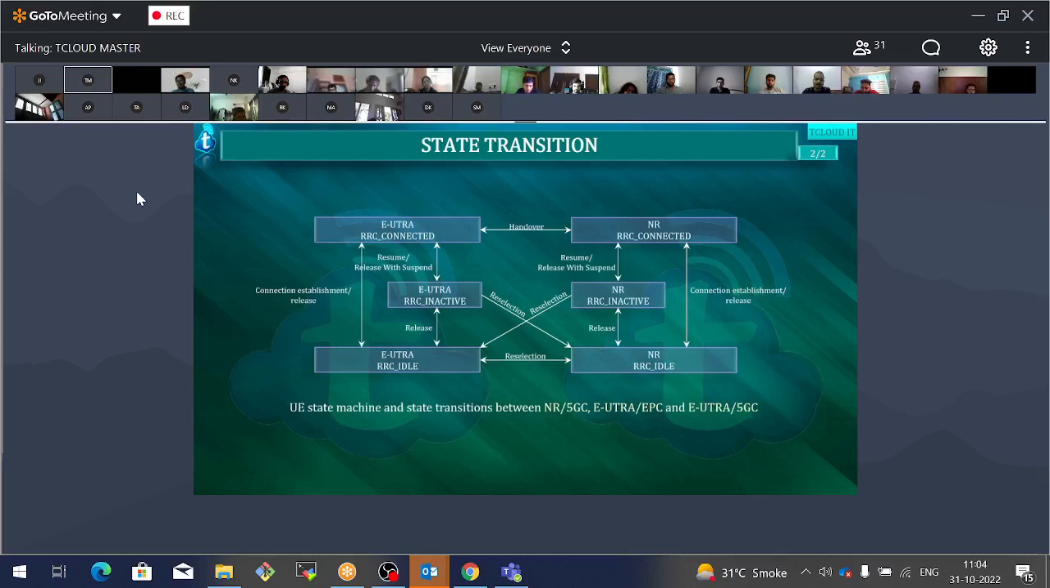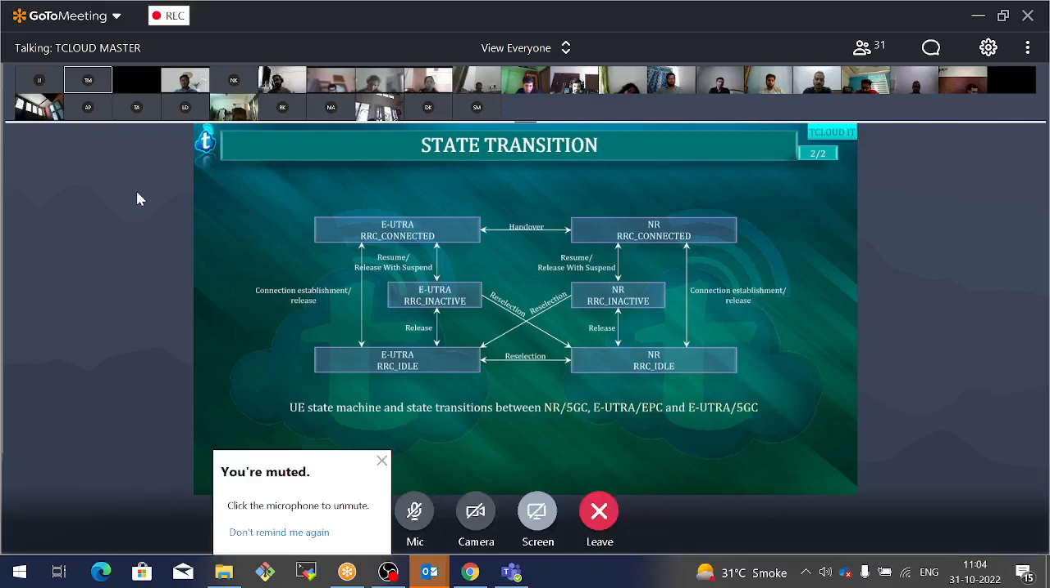Of course, data rates and quality of service will be somewhat impacted, because whatever data rate you could get in 5G, you may not get in 4G, but you're still surviving there. So these arrows are telling you what the different transitions are that are possible from these states to these states.